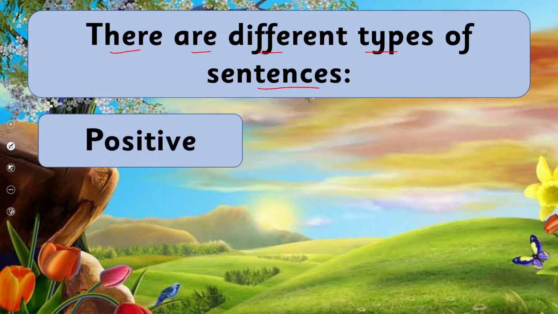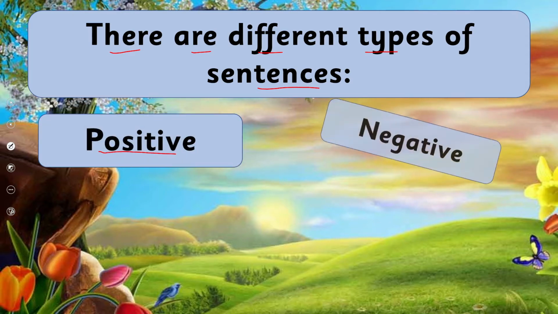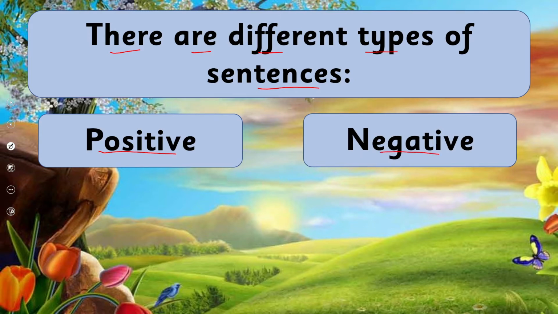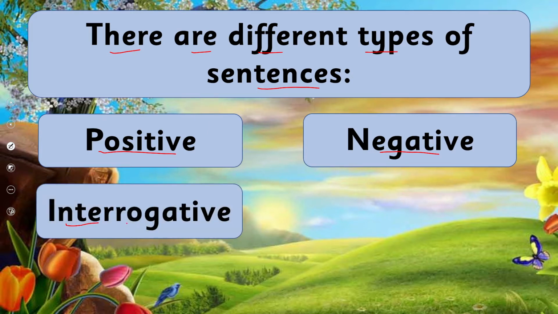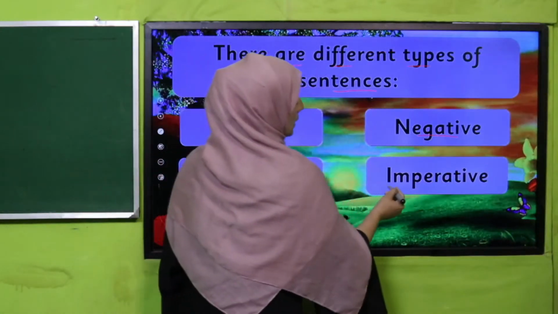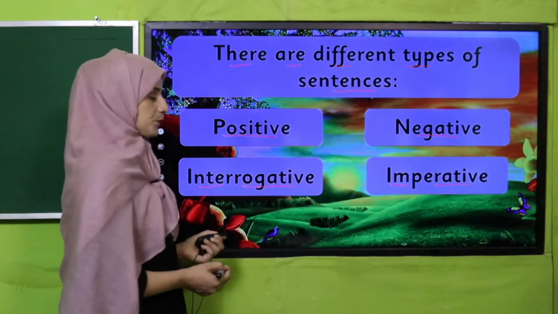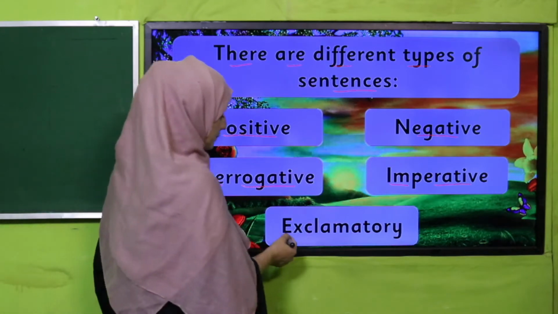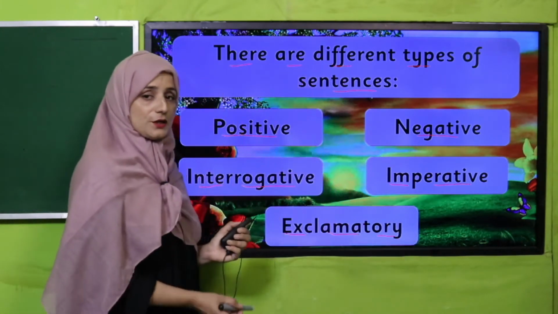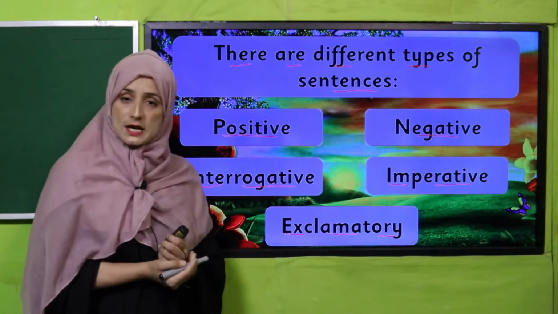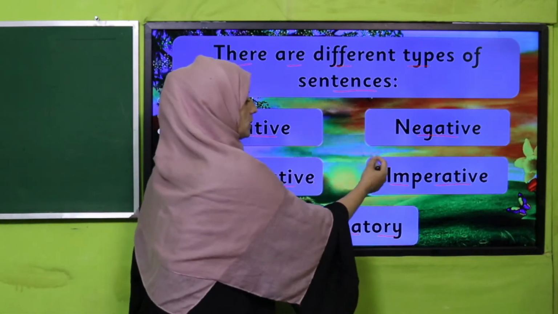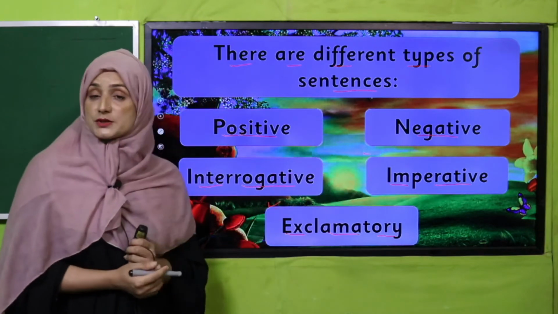So let's see, first is positive sentence and the next one negative sentence, when we are going to negate something. So these types of sentences are called negative. Interrogative sentence, when we ask a question, so we use an interrogative sentence. And the next one, imperative sentence, and the next one is exclamatory sentence. So my dear students, the first three types we have already learned. So today we are going to learn about imperative and exclamatory sentences.